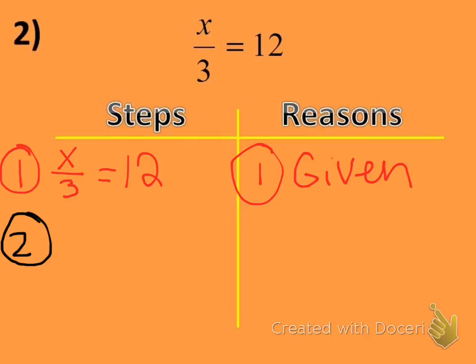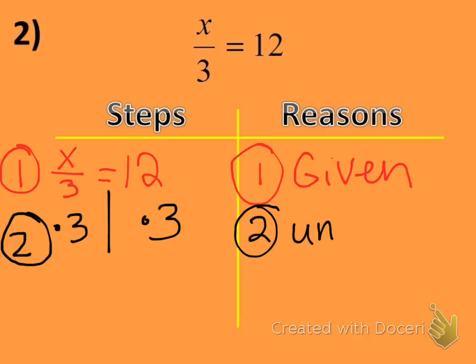What am I going to do to each side? Multiply. So I'm just going to, I'll use the dot. So times 3 and times 3. You can still show your line of equality. Why am I multiplying by 3? Because it's the opposite of addition. It's the opposite of... Oh, multiplication.